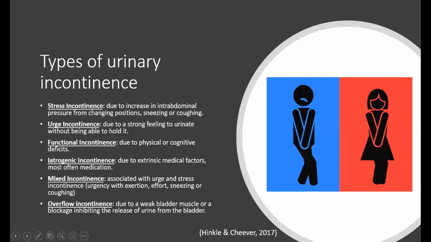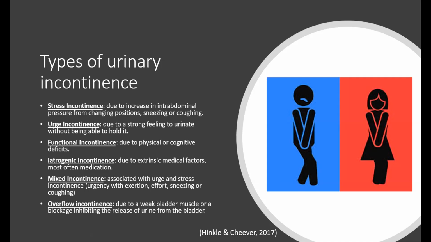Types of urinary incontinence. So stress incontinence is due to an increase in intra-abdominal pressure from changing positions, sneezing, or coughing. Urge incontinence is due to a strong feeling to urinate without being able to hold it. It kind of comes on all of a sudden.